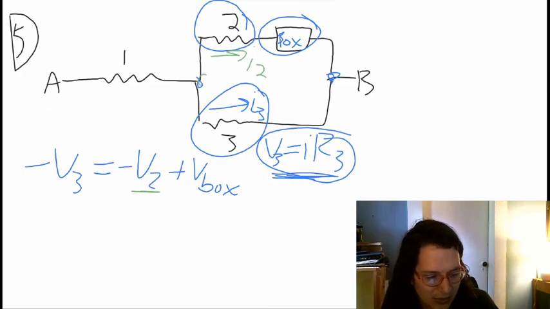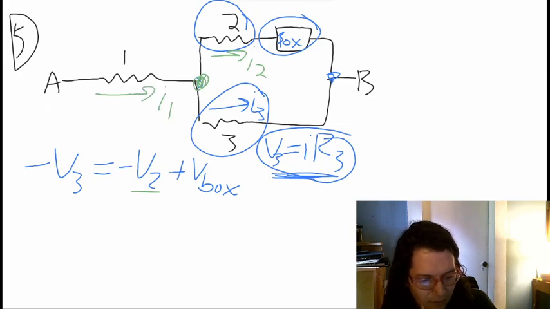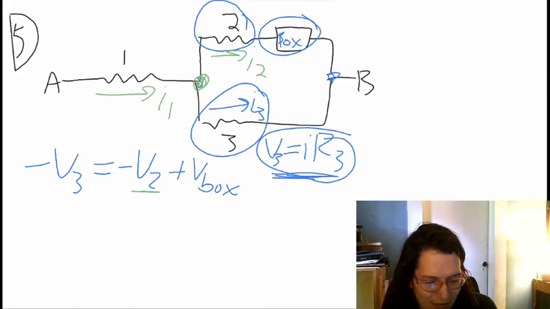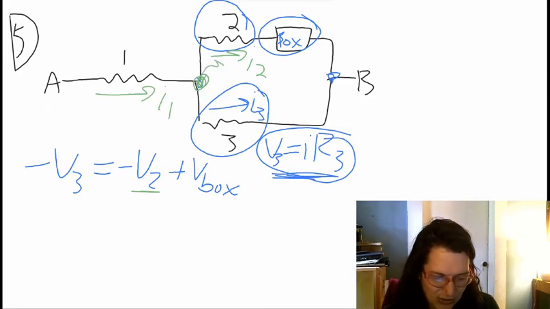And I know that I could set up some sort of current rule here with the current through I1, or the current through resistor 1. So looking at all these currents, we have I1 that flows in, and then I2 and I3 that flow out of that junction. So that will give me an equation: I1 is equal to I2 plus I3.